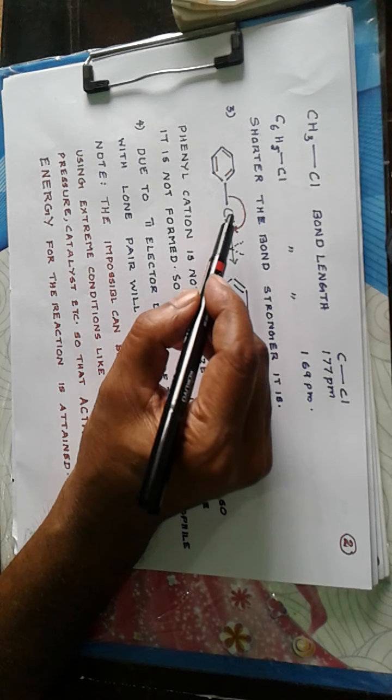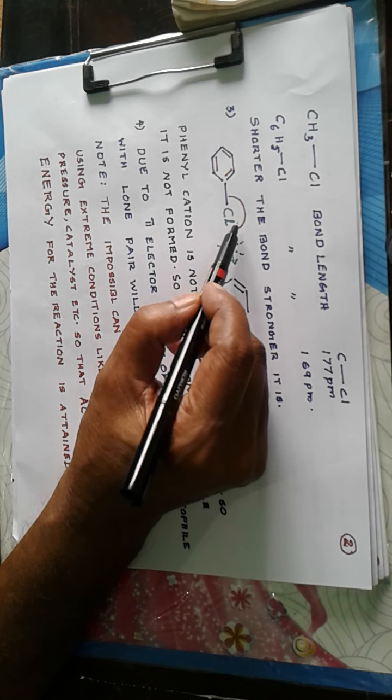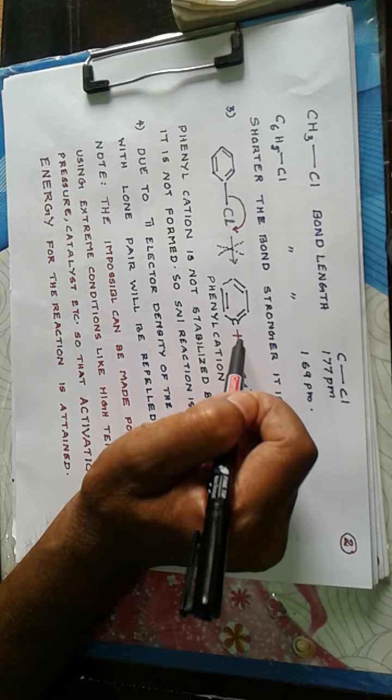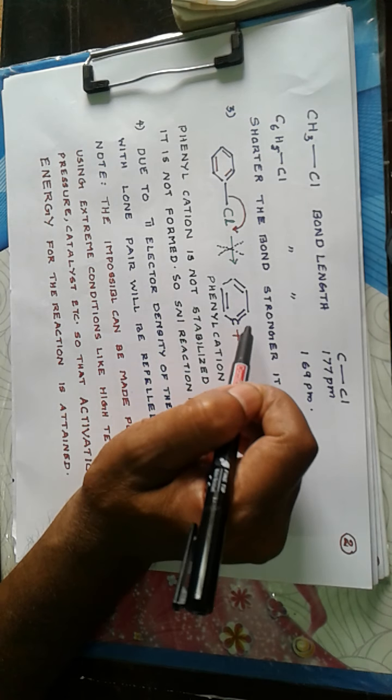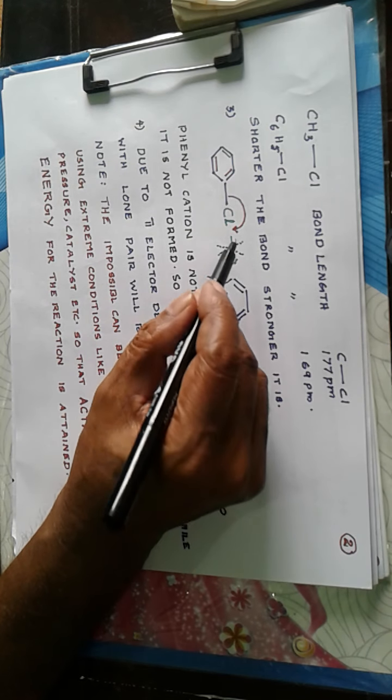Now another reason assigned is that suppose chlorine is removed as Cl negative, then we get a phenyl cation. This cannot be stabilized by any electronic effect, so this is highly unstable, so this reaction cannot form at all.